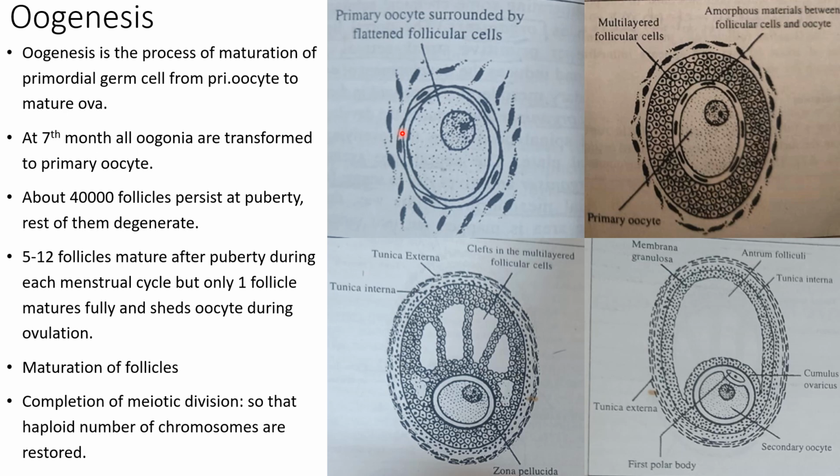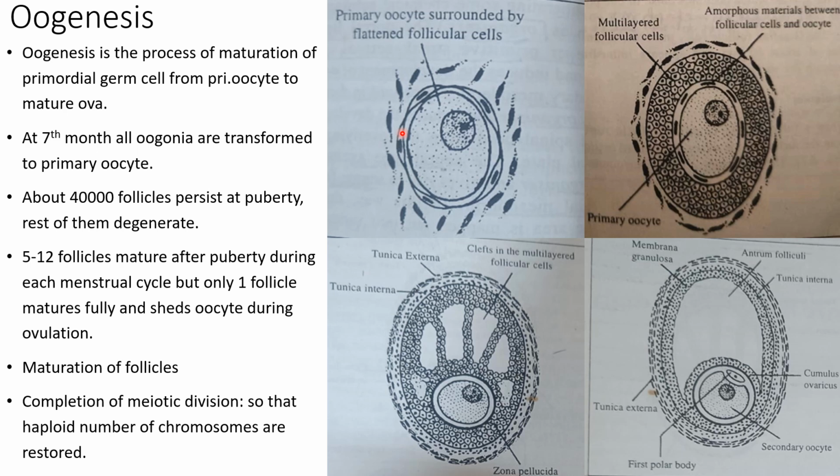This primary oocyte will enter into the prophase of first meiotic division at the seventh month. Now, at birth the prophase of first meiotic division will get arrested into a prolonged resting phase known as dictyotene phase. And why is there arrested prophase of first meiotic division after birth? Because oocyte maturation inhibiting hormone is secreted by the follicular cells.